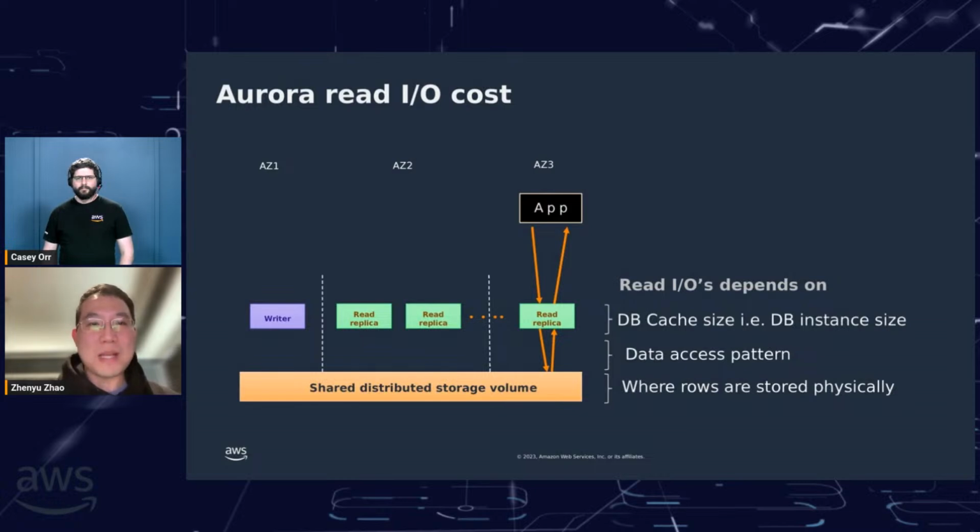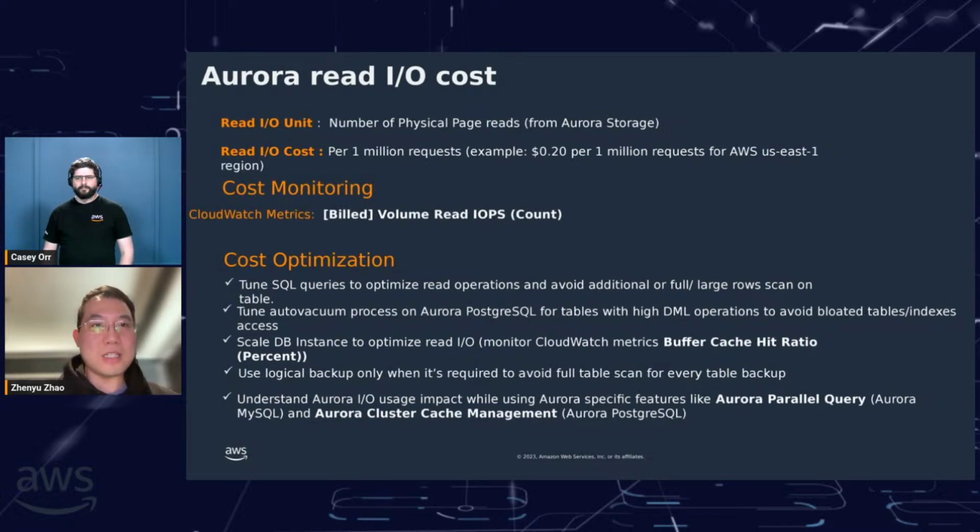So the access pattern, as I just continue to point out, will have that cost impact. Okay, so what are the metrics? The pricing unit will be the number of physical pages read, and the minimum cost unit is 1 per million requests. And the monitoring mechanism is the metric volume read count IOPS by CloudWatch.